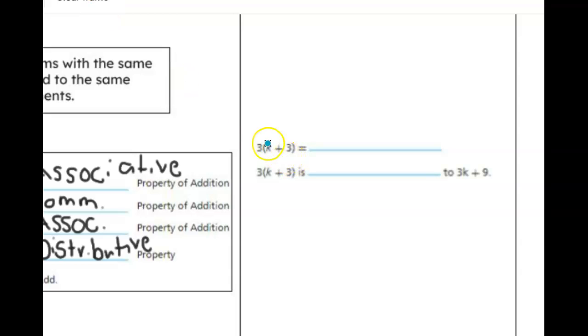Okay, we're going to use the distributive property. We're going to make the outside number be friends with the inside numbers. 3 times k is 3k. 3 times 3 is 9. So 3k plus 9 is equivalent to 3k plus 9, so that one's equal.